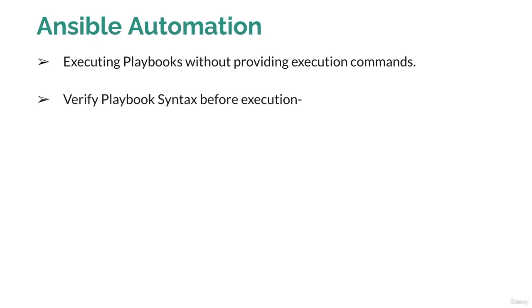Second, we will see how we can verify the syntax of the playbook before execution. You remember that earlier we were putting double quotes in the name of a task and we were getting a syntax error. How can we avoid that? We can avoid that using a simple --syntax-check. You just need to append this after your playbook name and it will check the syntax of your file before execution. So let's first see how we can execute the YAML file without the ansible-playbook command.